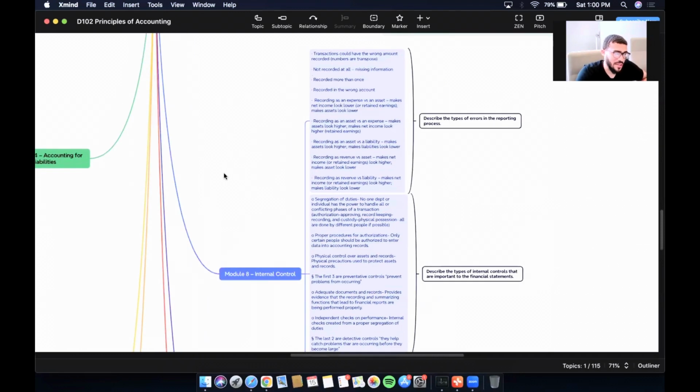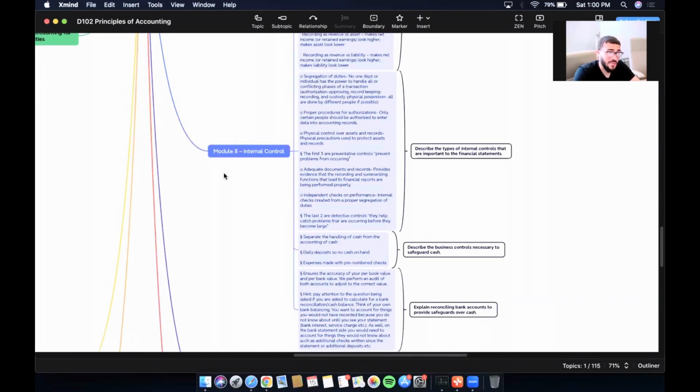So you want to describe the types of errors in the reporting process. There can be a transaction with the wrong numbers recorded. You transpose the numbers, you put 24 instead of 42. You put an expense in the asset column. That's going to be something that you should pay attention to. And also, it's another question on the OA. You want to know if you place an expense in the asset column or you place something in the wrong column, how does it affect the income statement and the balance sheet?